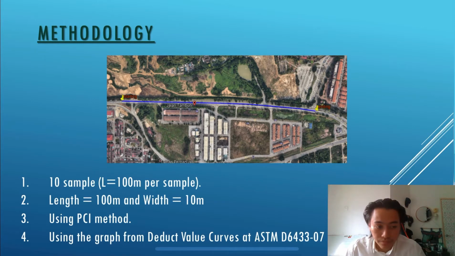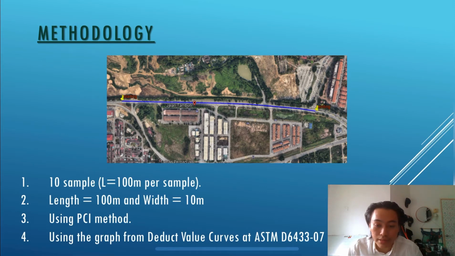Then we list out the distress level and the type of distress, and we put them in a table. Then we calculate. We use the right graph for the deduct value to compute the total and density in percent to determine the deduct value. Second step, we calculate the maximum allowable number of deducts, M, for each sample after evaluating the distress and deduct value. The third step is to determine the maximum corrected deduct value, CDV.